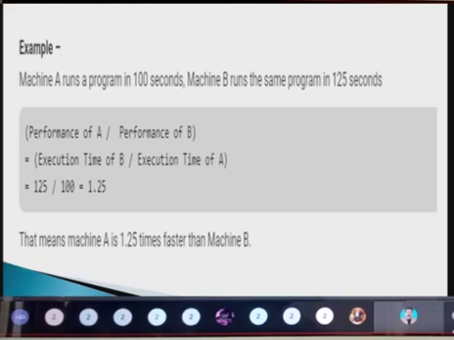If it is going up and down, it will be execution time of B divided by execution time of A. So it will be 125 by 100, so it will be 1.25. So that means machine A is 1.25 times faster than machine B.